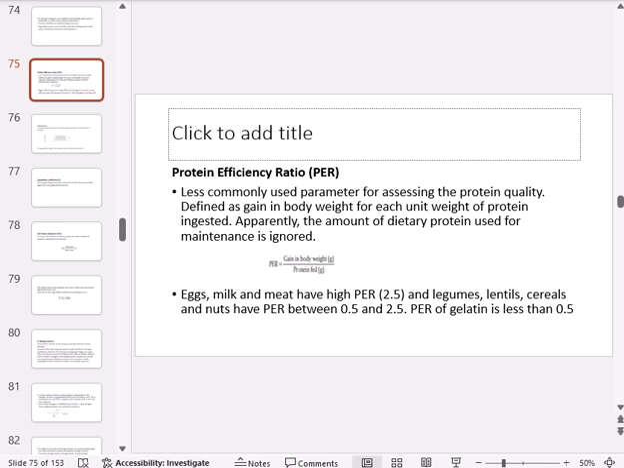So eggs, milk, and meat have a high protein efficiency ratio of about 2.5, and if you look at things like legumes, lentils, cereals, and nuts, they have a protein efficiency ratio of between 0.5 and 2.5. We see gelatin coming back again with a protein efficiency ratio of less than 0.5. Remember that it was among the animal proteins that were an exception to the statement that animal proteins have a higher BV. Gelatin was an exception, so we see it here again, also having a low protein efficiency ratio.